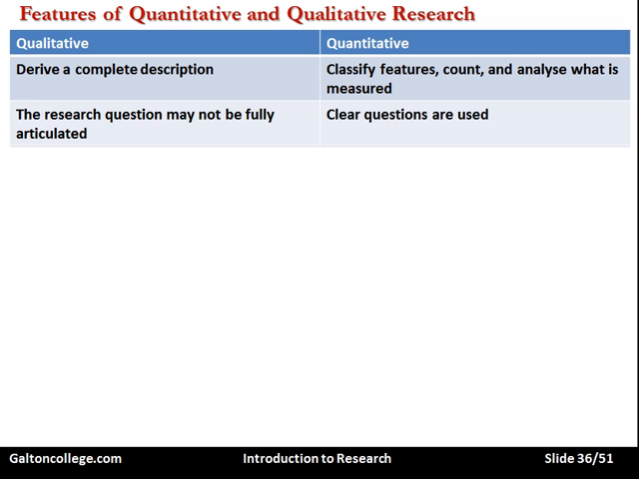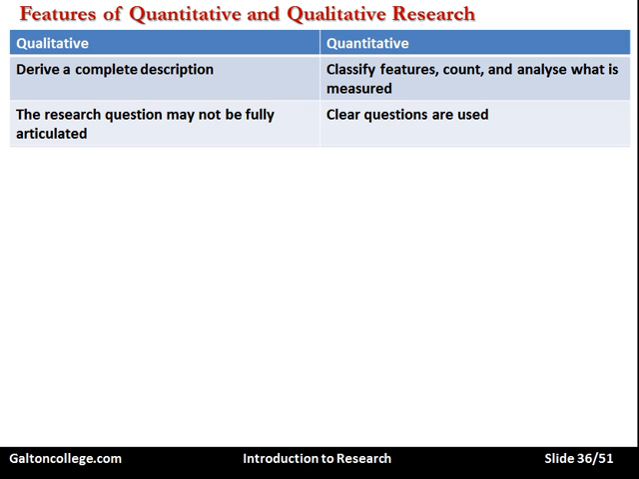With qualitative, the research question may not be fully articulated. The research question may not be fully understood. The research question may be very broad and very generalized at the start, and only when the research is being conducted does the research question become clear. So it starts off quite wide, quite amorphous almost, and as the research is being conducted, the issues start to emerge, and those will form the basis of the inquiry.